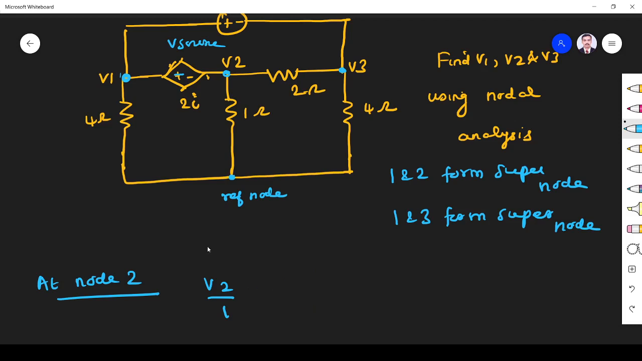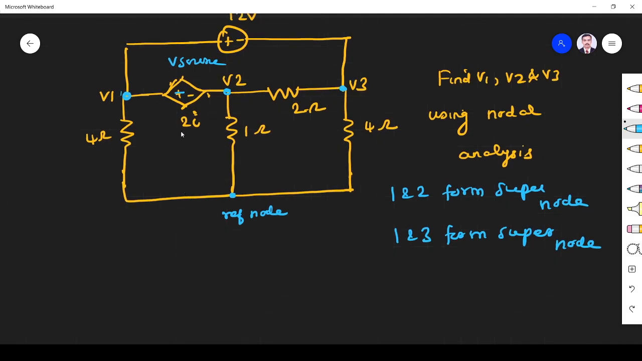So here we have a big problem. What do we have to do? Here you see 1 and 2 form a supernode, 1 and 3 also form a supernode. So we don't have a non-supernode, everything is supernode. Whenever we have to apply supernode, what we do? First we apply KCL at individual nodes except the supernode branch. Here at node 1, we have only one branch. This is a supernode branch, this is a supernode branch. In this branch only I apply KCL. So here it is V1 by 4.